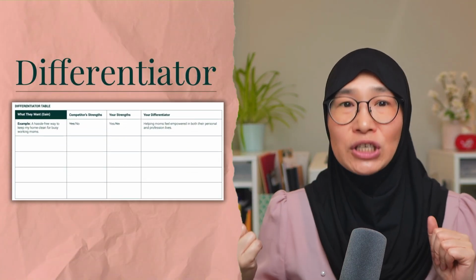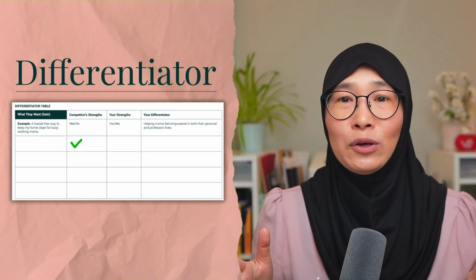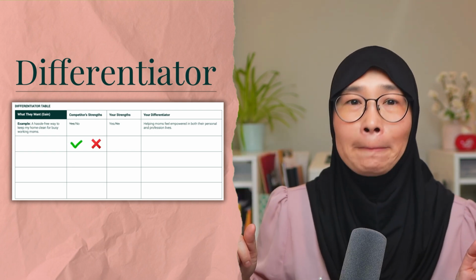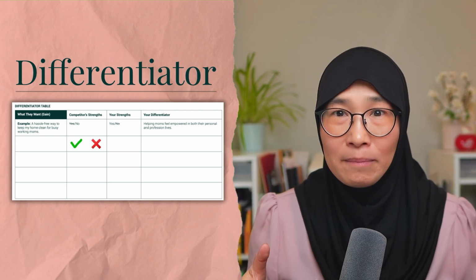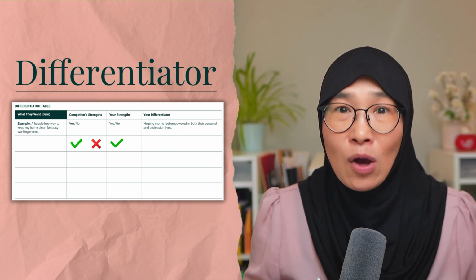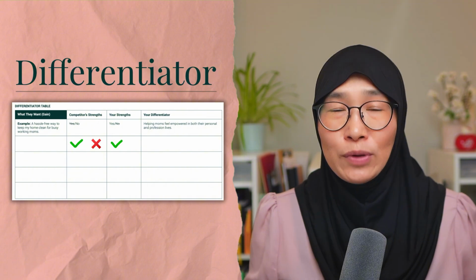So in the competitor strengths column, give a check if they have already provided a good solution. But if not, that's the opportunity. You give a cross. Okay? In your strengths column, give yourself a check if you're excelling or there's a potential for you to excel in the area. Well, the area where competitors fall short and you can deliver becomes your differentiator. These are the spaces where you can stand out and claim a unique spot in the market.